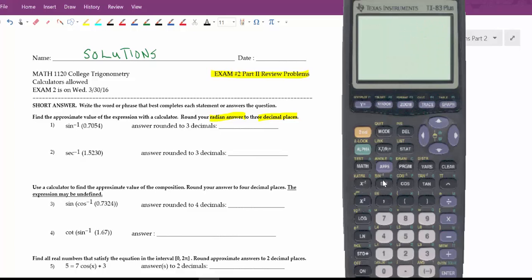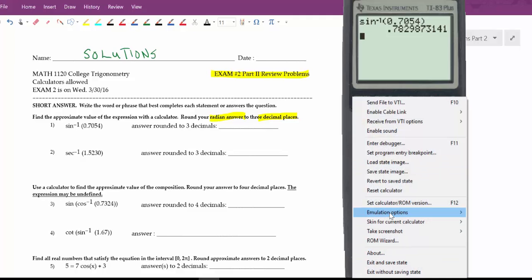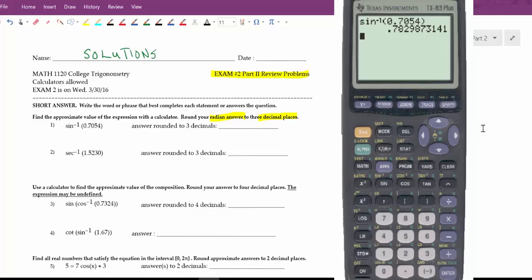So we're going to go second sine, or inverse sine, of 0.7054, like that, and then round it off. Okay, just simply knowledge of how to put inverse trig functions on your calculator. So then I'm just going to round that off to three decimal places, so that looks like that's going to be written as 0.783 if we round that off. So that would be the answer to that problem.